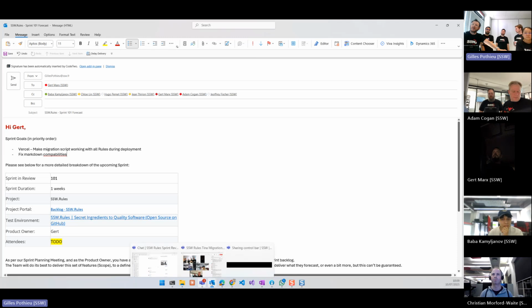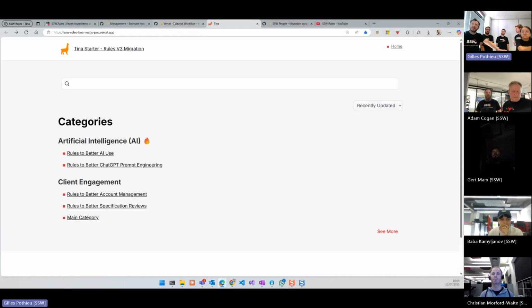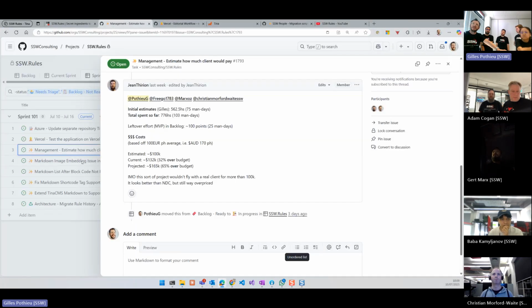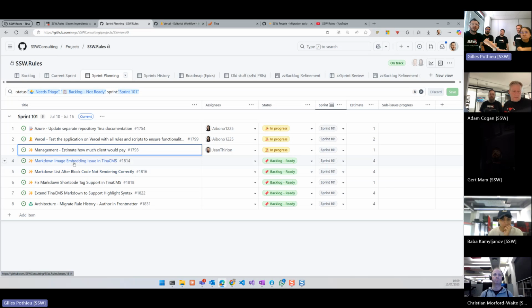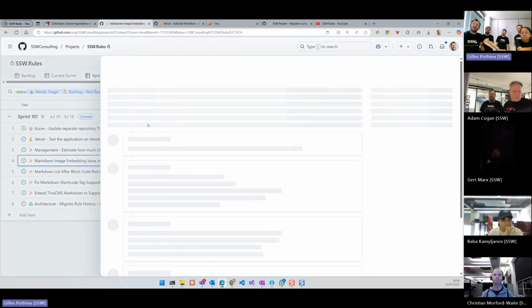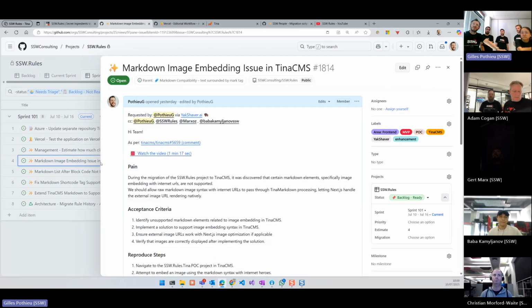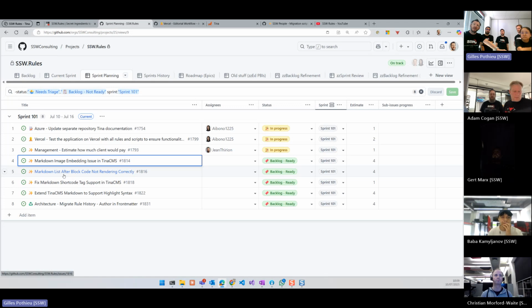Oh, it's migration, like tag migration, the compatibilities. That's the word. It's my bad, I should have listened. Embedding issues, line after block codes issues, and shortcode issues. Is it rendering issues or migration issues? Rendering, and we have to make it work in Tina Markdown so it doesn't break the code.